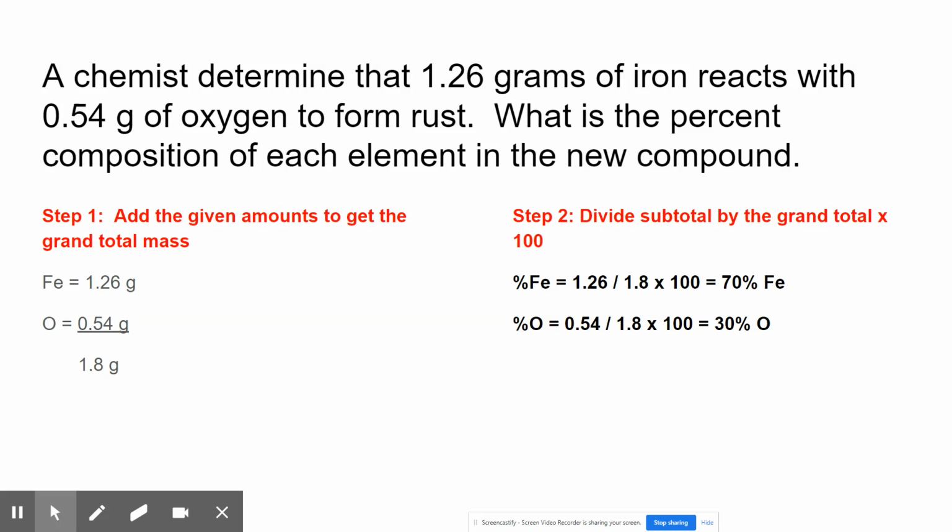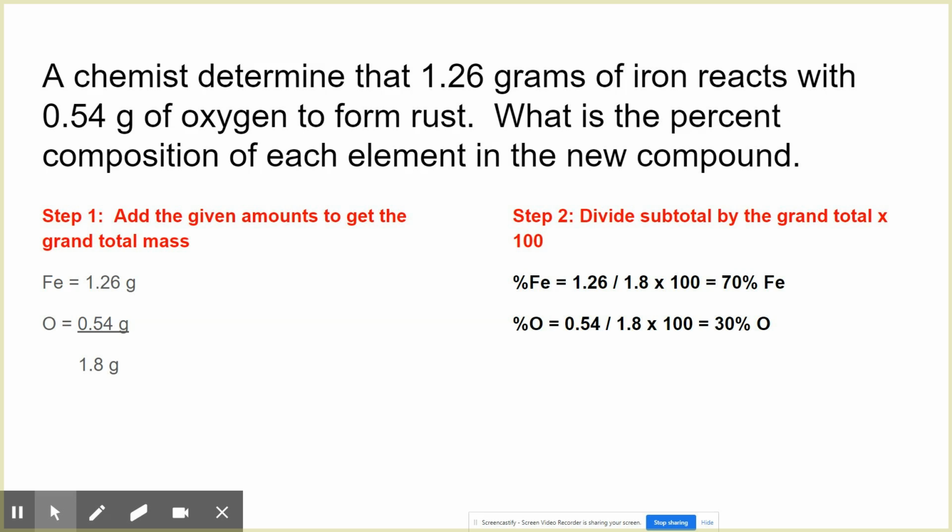So if you look closely, it did not give us any formulas, right? There's no formula there. So what do we do? You still follow exactly the same pattern. Just add up all the amounts to get the grand total. So iron is 1.26 grams, oxygen is 0.54 grams. All right. We'll treat the 1.8 as our grand total, and each of these amounts for each element as our subtotal.